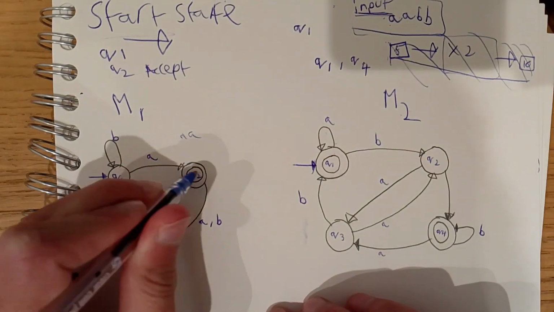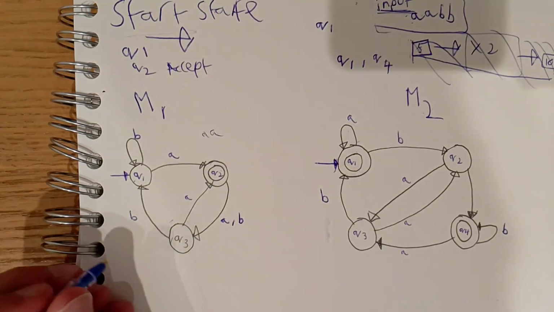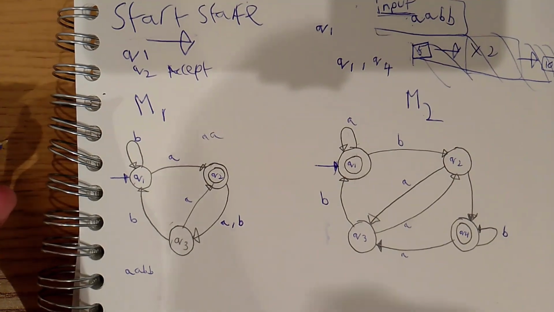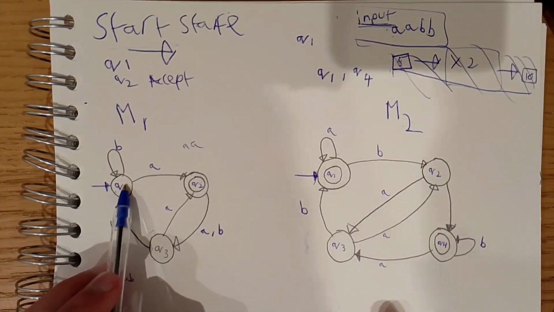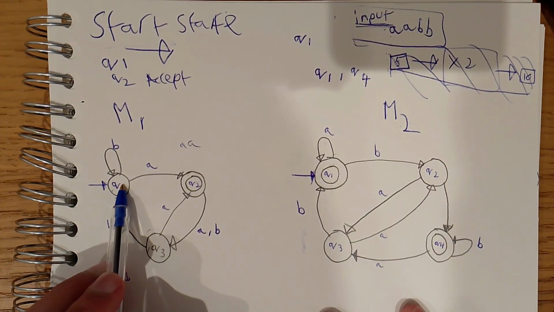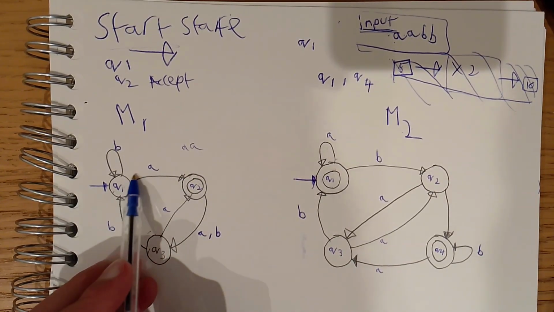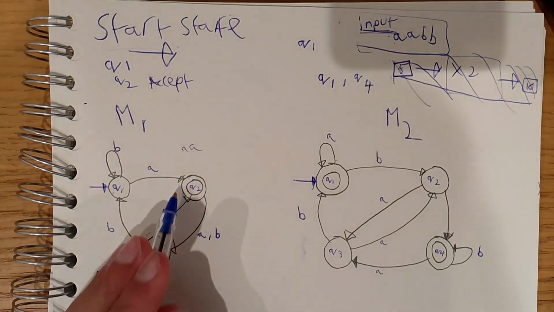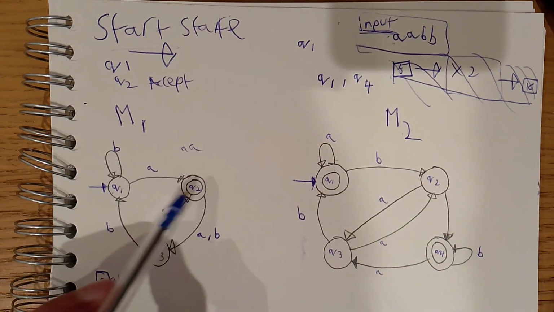So we want to see what state it goes to. Let me give you an example for M1 with AABB. We start off with Q1 because that's the start state. We do an A, so we go to the state where you can allow an A to go through. That's this one because A is here. A is the value that you can go to here. So that's A done. Then we want another A. So from Q2, we can go to Q3 by this A.